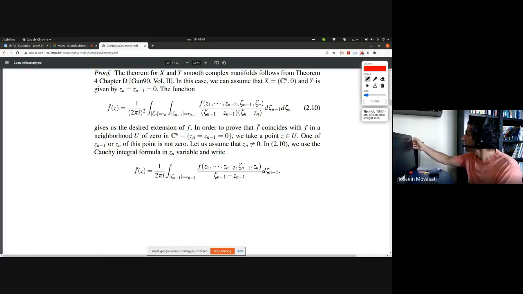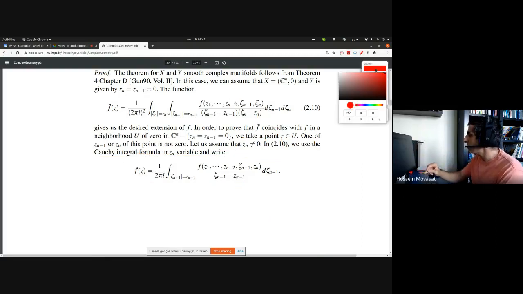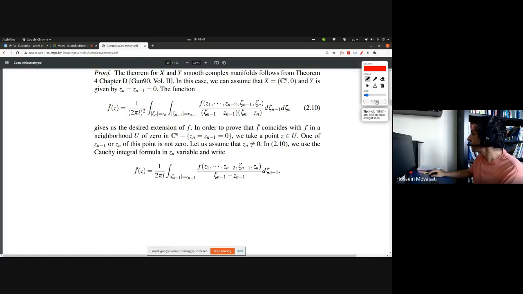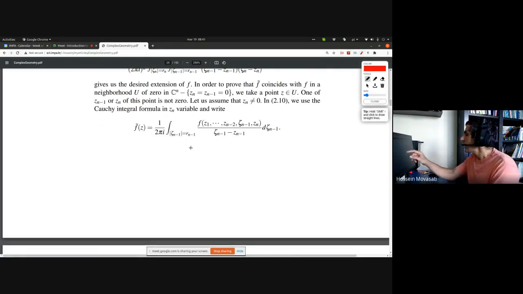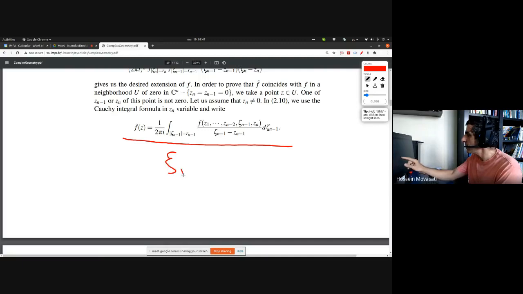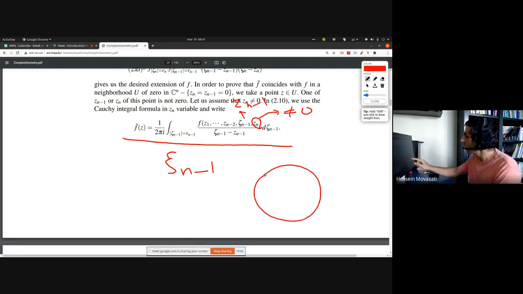And so once we write f tilde in this format, we can once again apply the Cauchy formula in this zeta n minus 1 variable, and the reason is that this Zn is not 0. So this means that this function in Zn minus 1 is defined again in the whole disk.